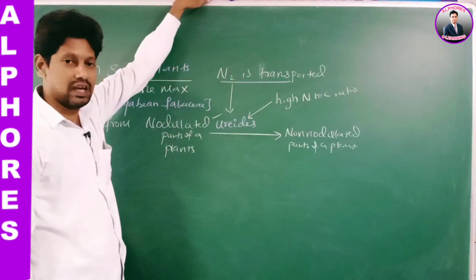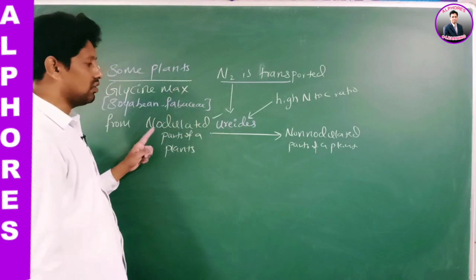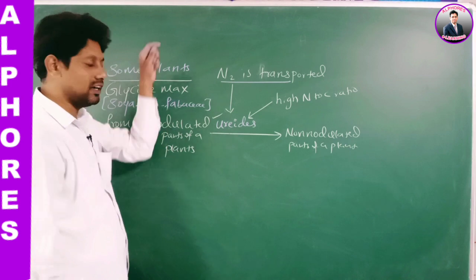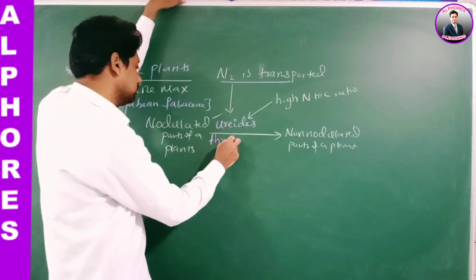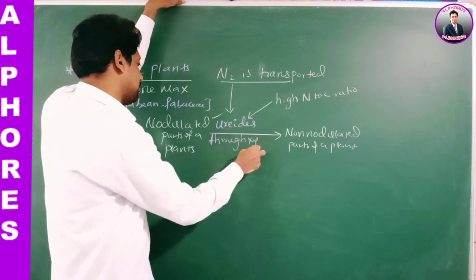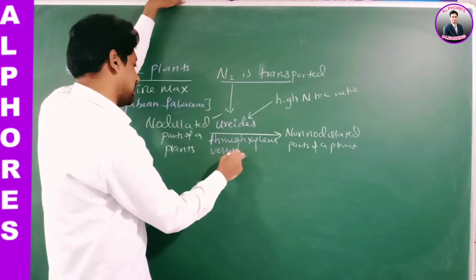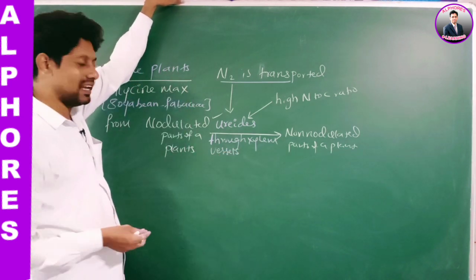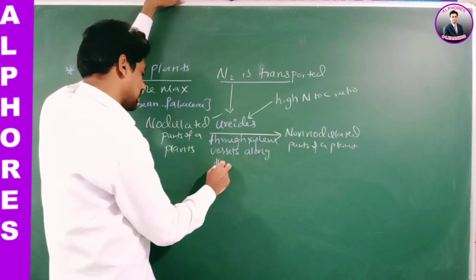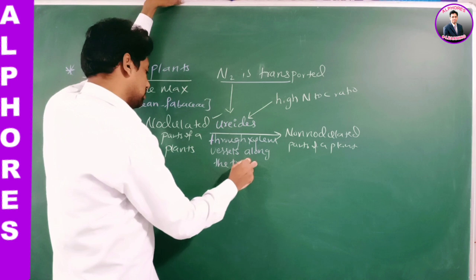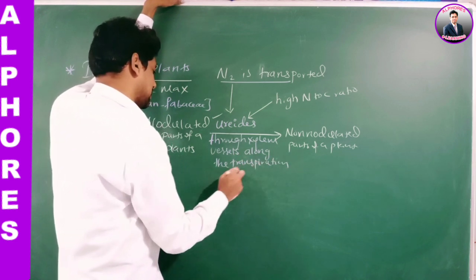Is this statement okay? Right. Sir, you are saying that these ureides are transported from nodulated parts of the plant to non-nodulated parts of the plant. Through what, sir? Through xylem vessels, along the transpiration stream.